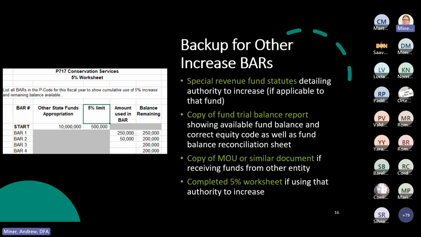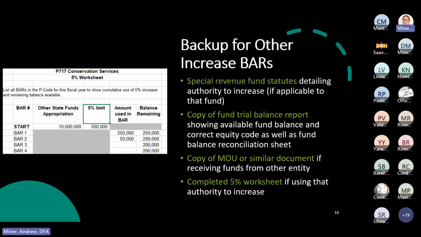For other increase BARs, there are a few different types of backup that you might need. Again, if you're using your special revenue fund statutes as your authority to do an increase, then you should include a copy of those statutes, a copy of your fund trial balance report. So if you are doing a BAR to increase your fund balance, then you should include a trial balance report that shows that you have enough fund balance in the right equity code, like 325900, that you're trying to budget from. I'll cover how to run trial balance reports tomorrow morning.